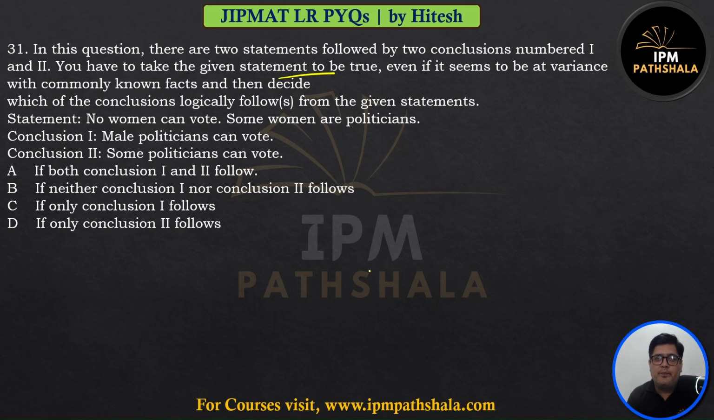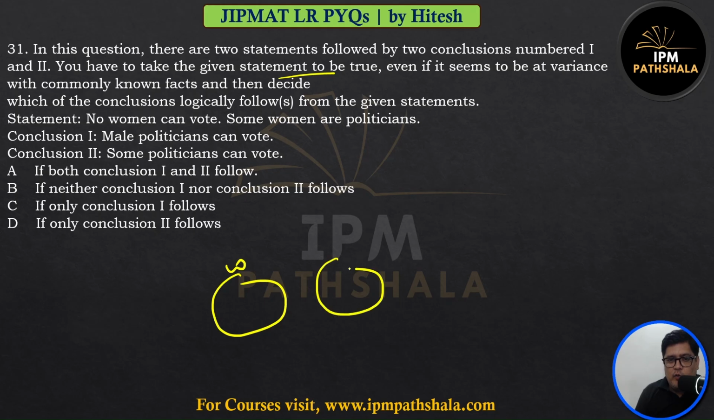So this is, in a manner, like a Venn diagram approach. No woman can vote. So women are here. They cannot vote. Now, some women are politicians. So politicians could be here or politicians can overlap. We are not sure.